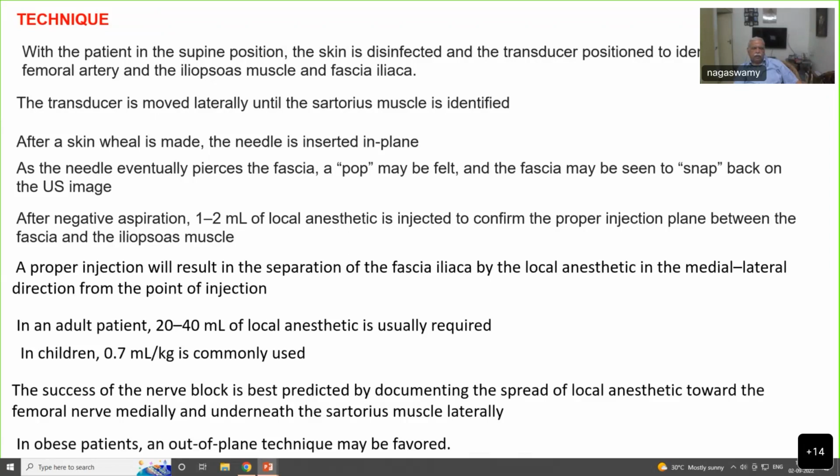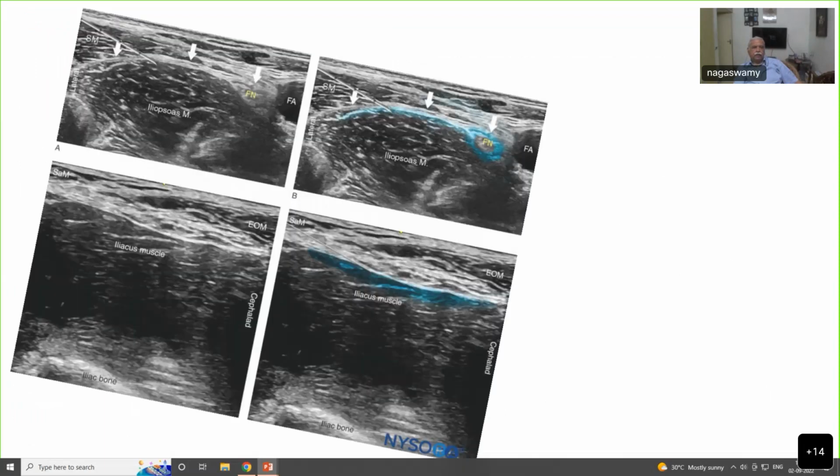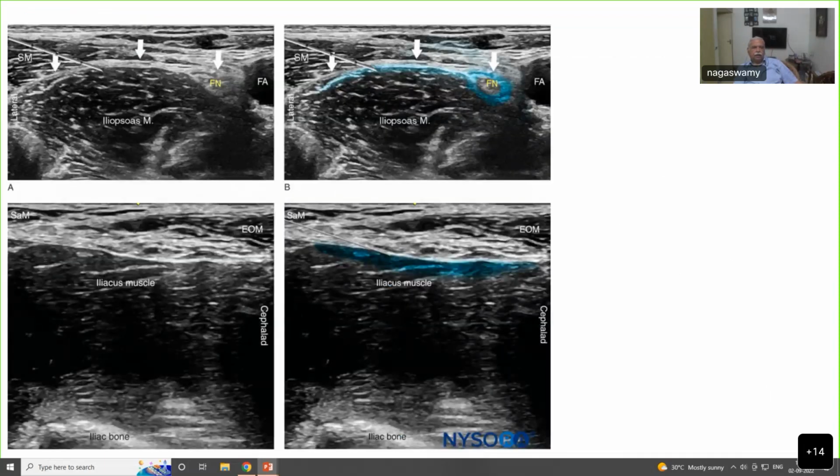In obese patients, we may use out of plane, because the in plane sometimes you may not be able to do that. So this is how the needles look like, the various things. The first picture is the insertion. Sartorius muscle is there, iliopsoas muscle will just go, pierce the fascia and stop. Don't go into the substance of the muscle. That is very, very important. And initial injection, you see nicely the whole thing spreading. Okay? So that is how the whole thing is injected.